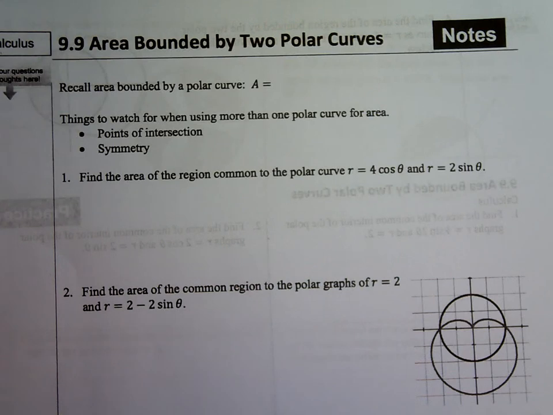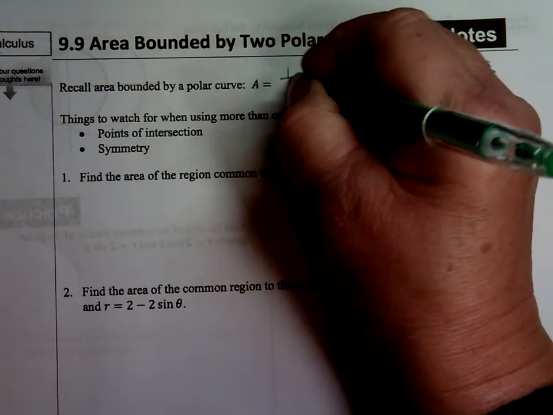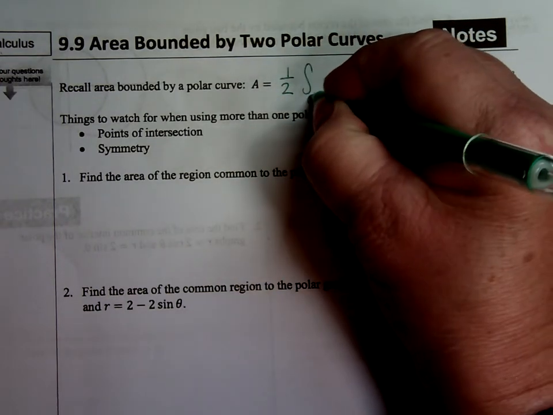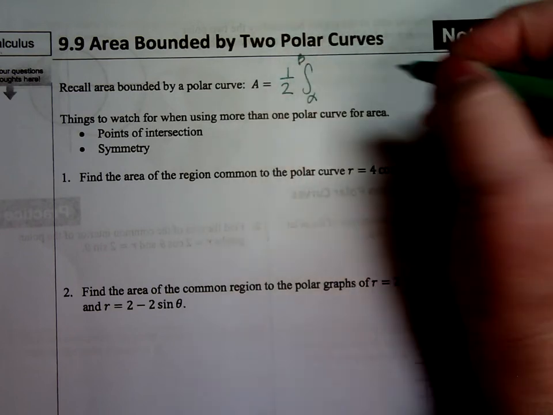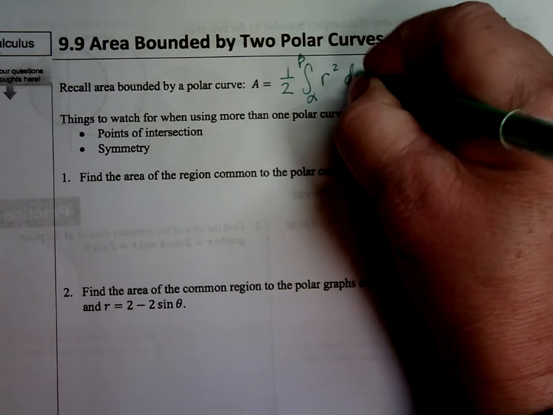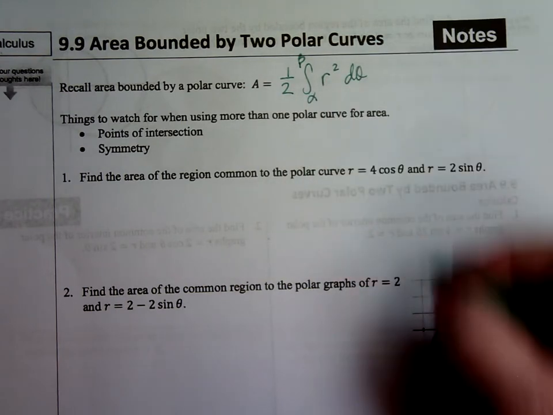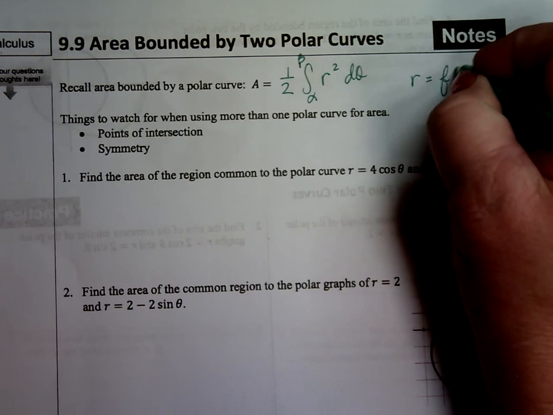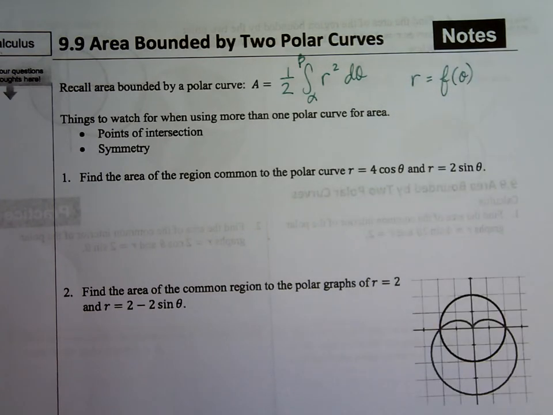All right, BC kids, here we go with the last section in Unit 9. It's called the area bounded by two polar curves. It's going to take what we learned in the last section, 9.8, and add just a little bit more to it. So recall the area bounded by a polar curve is 1/2 the integral from alpha to beta, my angles, of r squared d theta. And r was your f of theta, whatever they give you there.